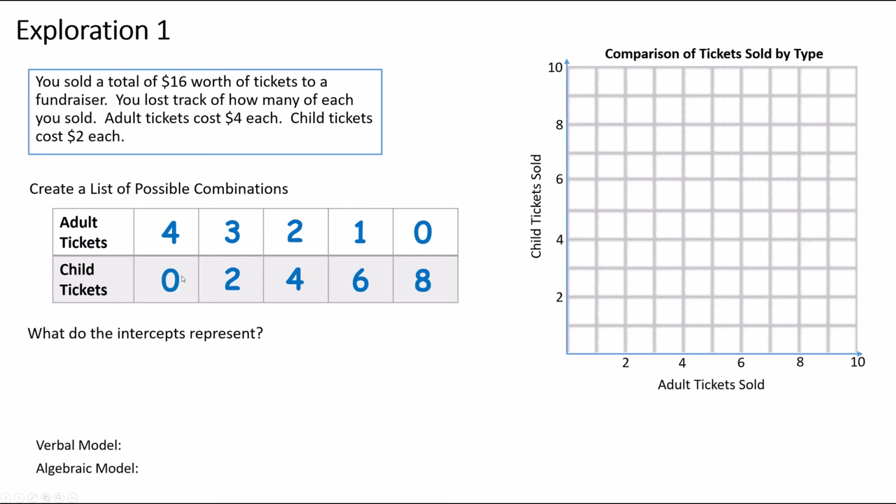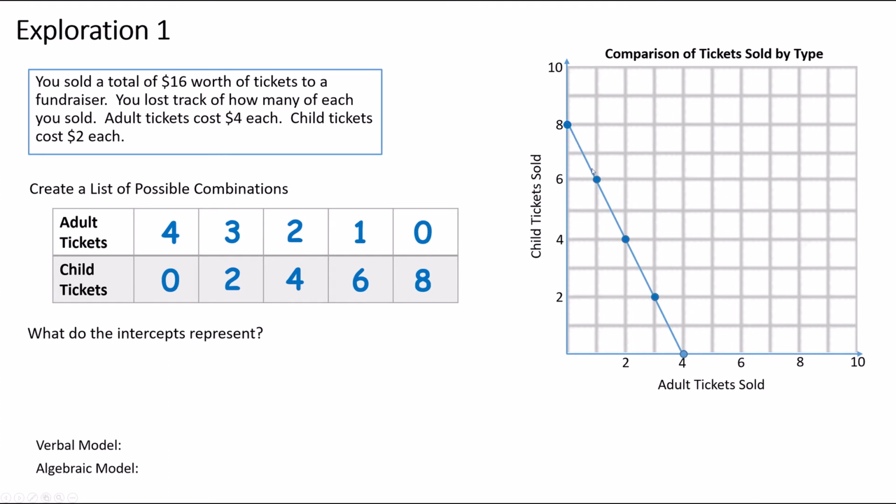And then I'm going to graph these points on this coordinate plane. Notice 4 adult tickets and 0 children's tickets has me going over 4 and up 0, which is here. 3 adult and 2 children's tickets, that's over 3 adult, up 2 children's, and I'm going to follow all the way through. Notice that everything on this line is a possible combination that would add up to $16. Whether it be 4 adult and 0 children or 3 adult and 2 children, none of that really matters.